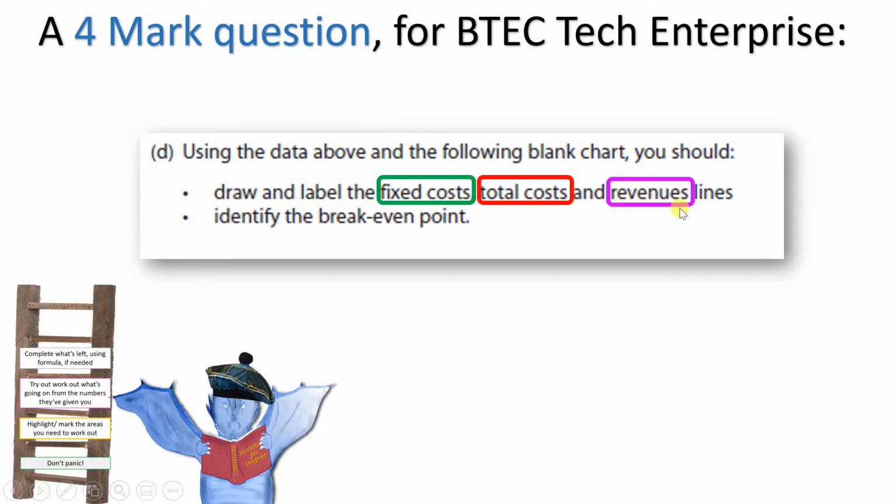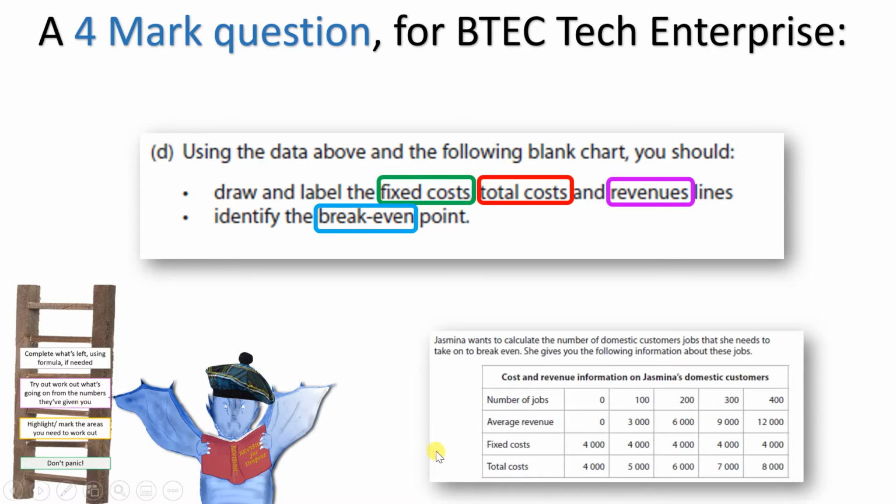There's the 3 lines. The second part to the question though is to identify the break-even point, and that's not a line, that is a point. So where are you going to get all this information from? Well, naturally it's going to come from the table of cost and revenue on Jasmina's domestic customers. Well, let's make sense of it.